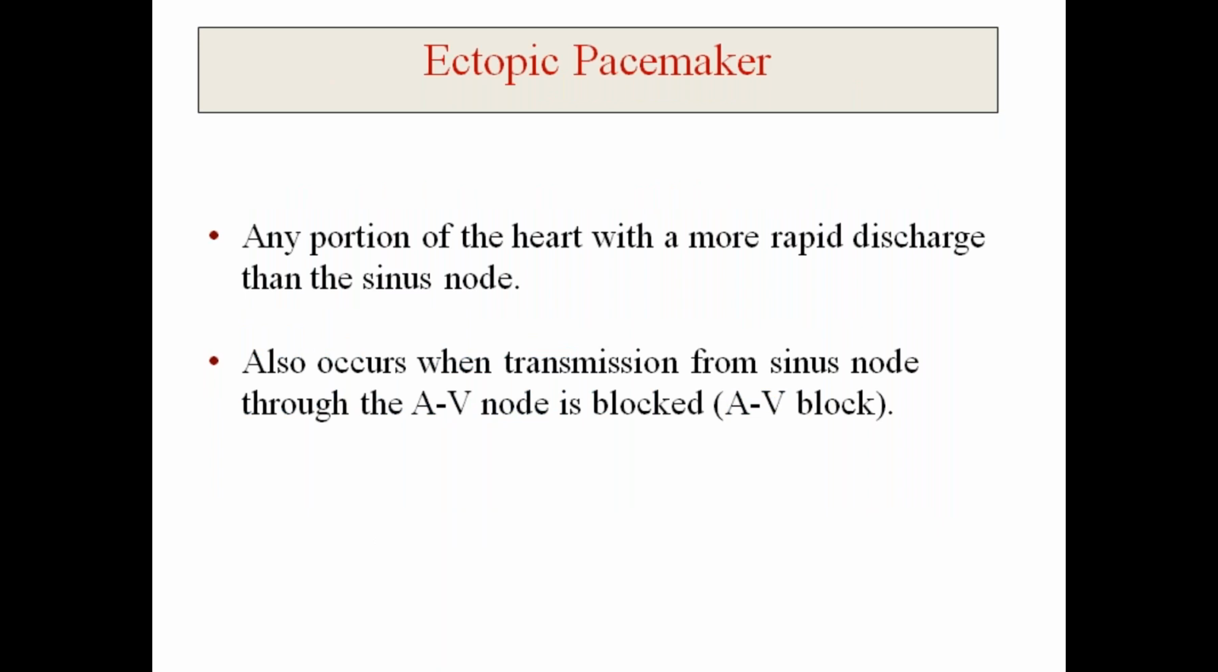Now, ectopic pacemaker. Remember, if your heart generates a cardiac impulse from any location except the SA node, then we call that cardiac impulse an ectopic pacemaker. Ectopic impulses can happen in two conditions. One condition is if some other location of your heart starts generating impulses more rapidly than the SA node. Second condition could be if there is a blockage.